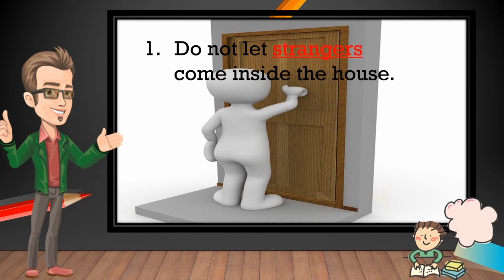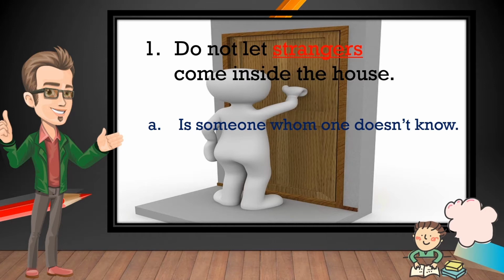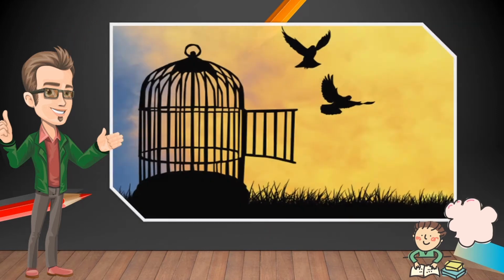Number 2. Do not let strangers come inside the house. The word is strangers. Letter A is someone whom one doesn't know. Letter B, an old friend of yours. So what do you mean by the word? Correct. Stranger means someone whom one doesn't know.